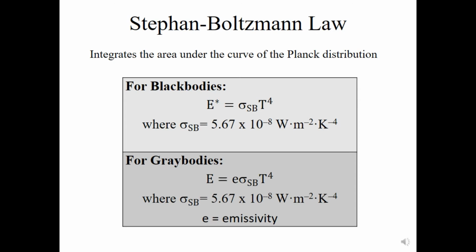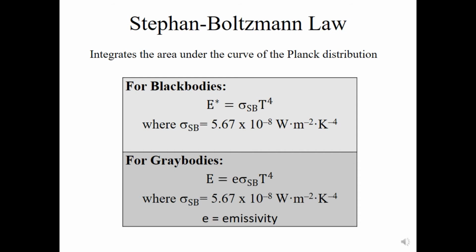So for black bodies, we have E star, and once again the star is denoting the black body. So we have the black body irradiance is equal to a constant, which we're going to define as the Stefan-Boltzmann constant, which is 5.67 times 10 to the minus 8 watts per meter squared per Kelvin to the fourth, times temperature to the fourth power. So you can see that the total amount of energy emitted by an object is a very strong function of temperature.